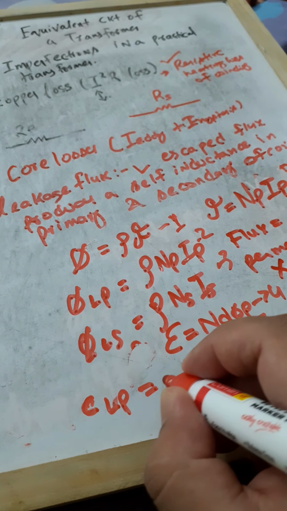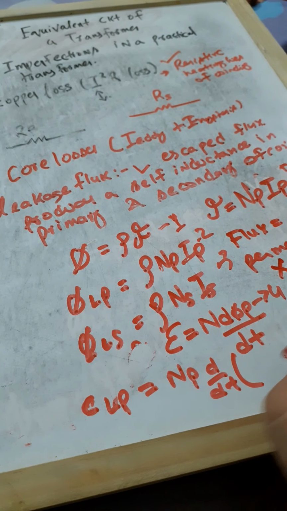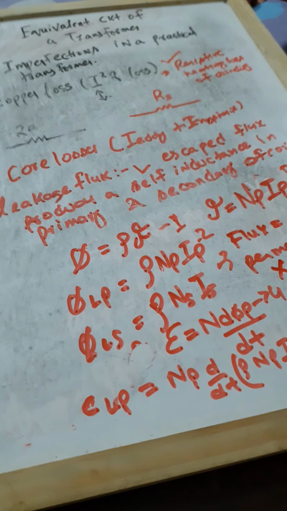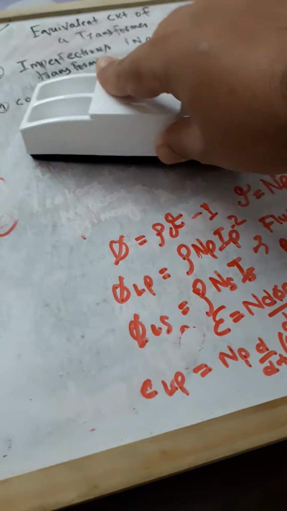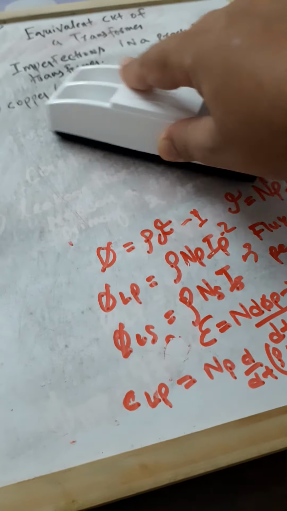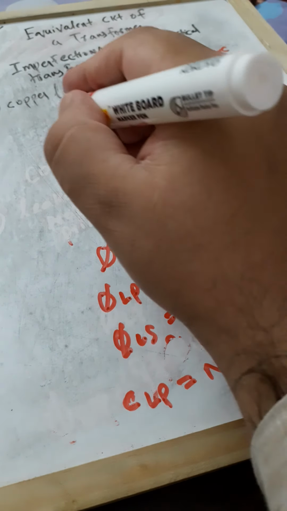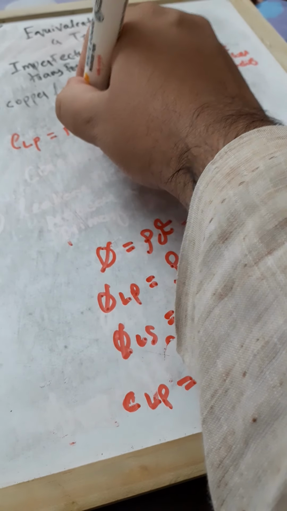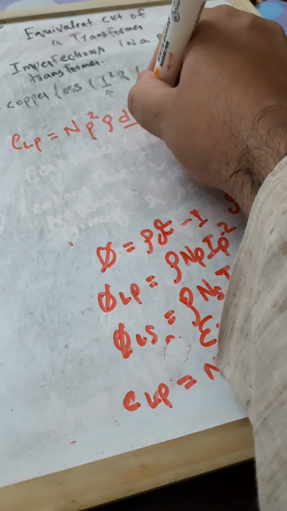and you will end up with this equation. ELP would reflect your NP, and now you are substituting that d by dt instead of phi P. What you will write? You will write permeance NP IP. So this is my equation 5. So let this equation 5 be here. So now I can write from this equation 5, my ELP is equal to NP square permeance dIP by dt.